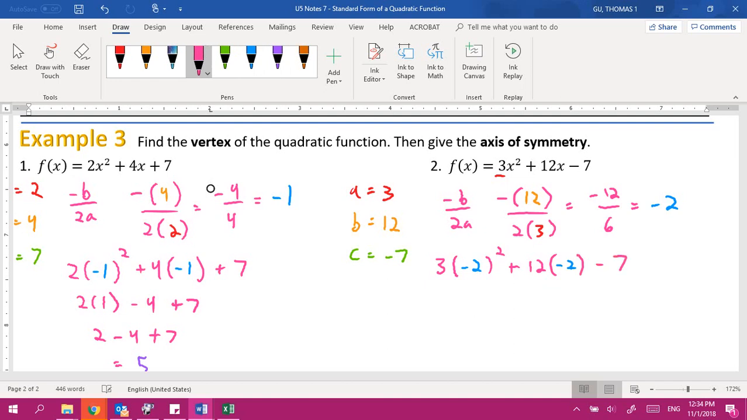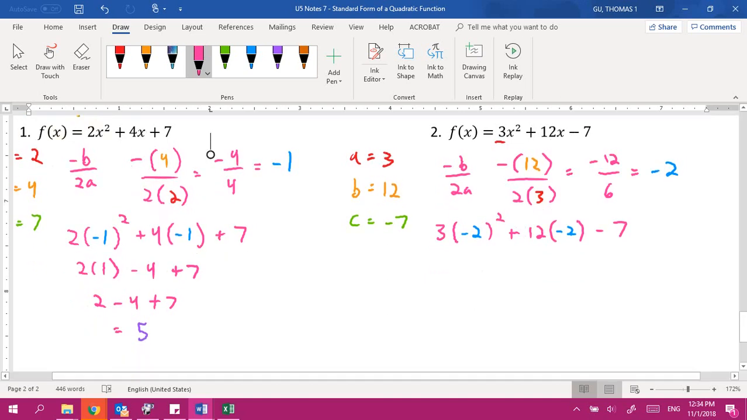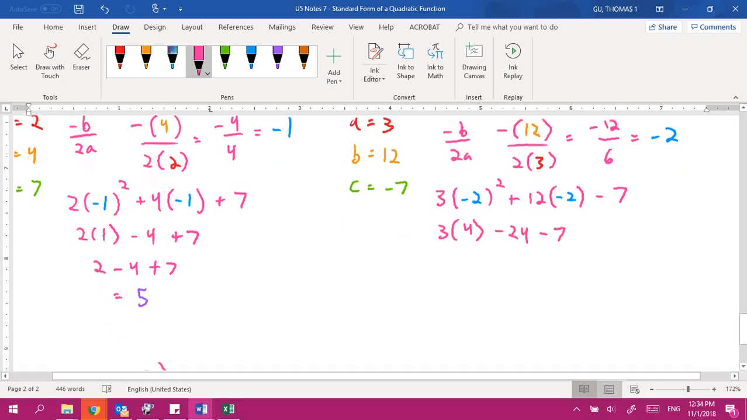Minus 7. What's the first step here on the first term? 3 times negative 2 squared. We square that negative 2. When we square negative 2, what does it become? 4. So 3 times 4, right? And what's 12 times negative 2? So we got negative 24 minus 7, right? So 3 times 4 is what? So we got 12 minus 24 minus 7. Which is what? That's negative 19.